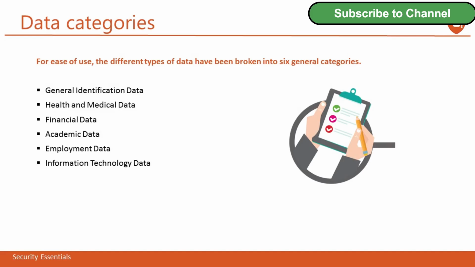Here we have the specific data categories. For ease of use, different types of data have been broken into 6 general categories. So what are these categories? First, there's general identification data. There's health and medical, financial, academic, employment, and information technology data. You have to categorize your data so that you can retrieve it anytime you need it.